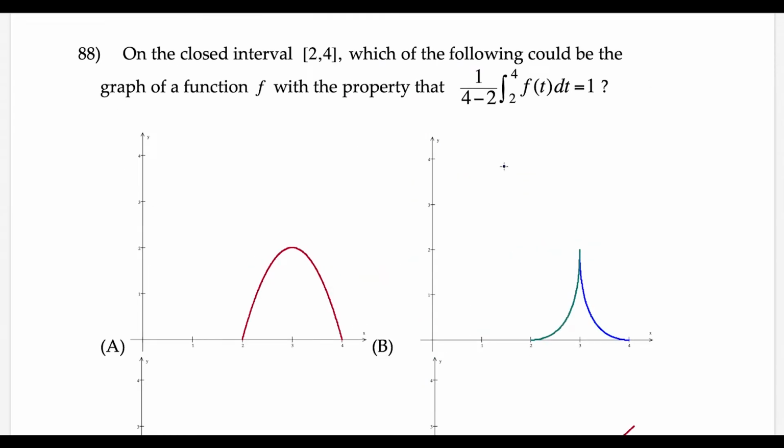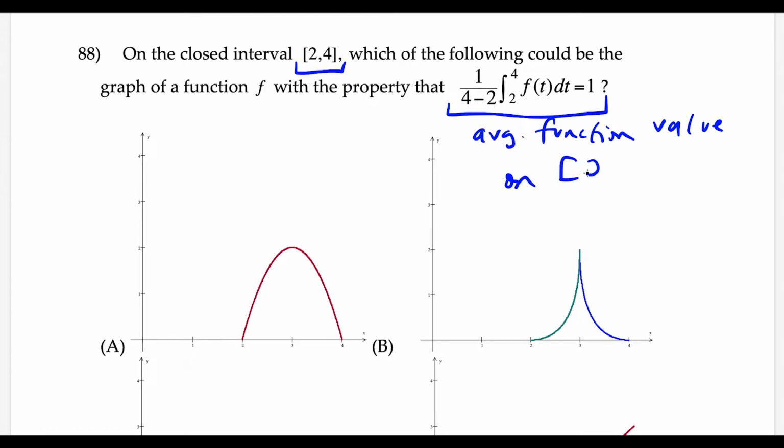Question 88 is a nice question. So we have a closed interval, 2, 4, and we want to know which of the following could be the graph of the function f with the property, and we have this here. Now just know you have to recognize this formula as the average function value formula. So really what the question is asking is which of the following graphs has the property that the average value of f on the interval from 2 to 4 is equal to 1. So the average function value on this interval from 2 to 4 is going to be equal to 1.